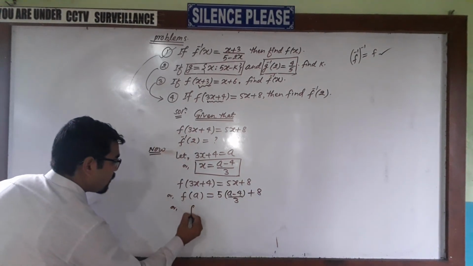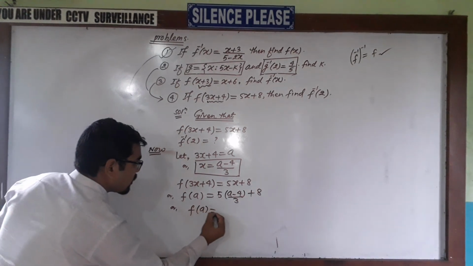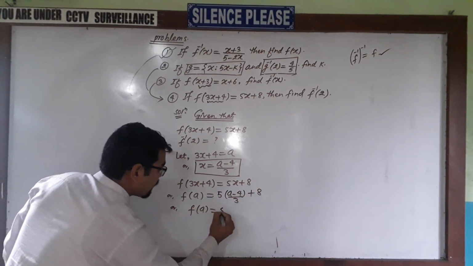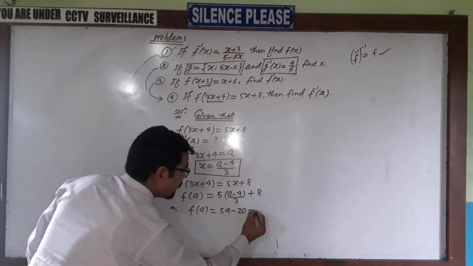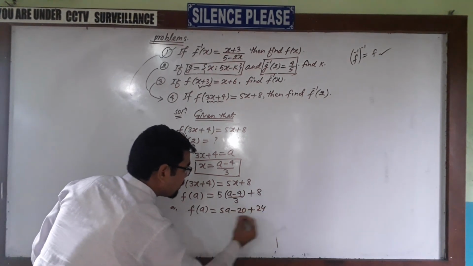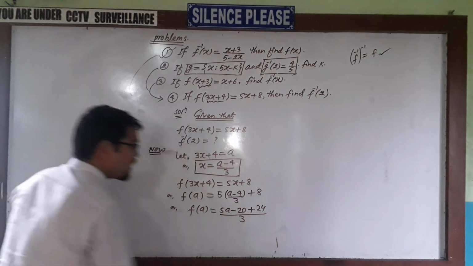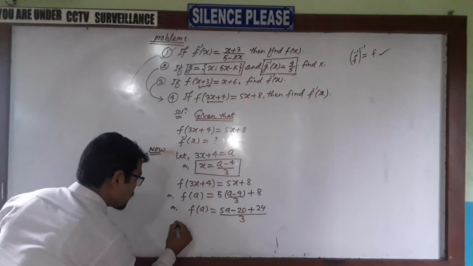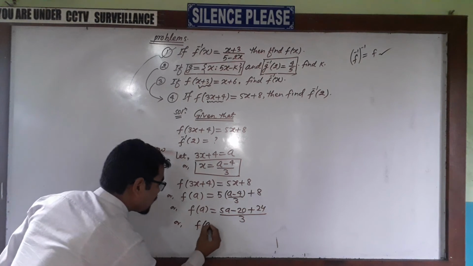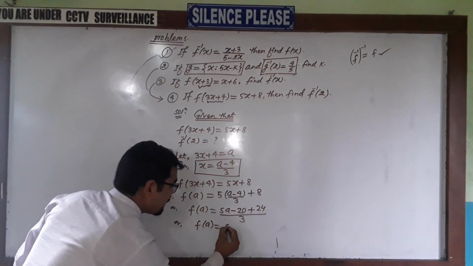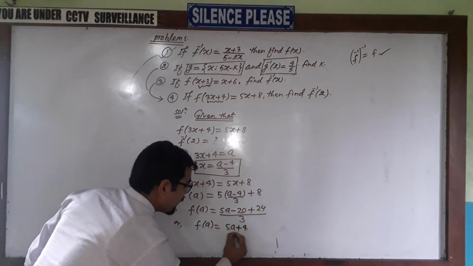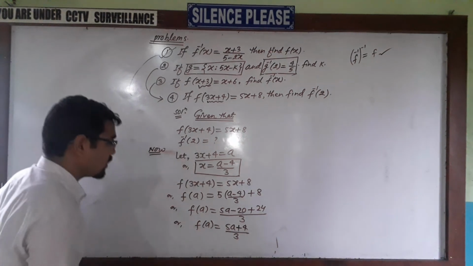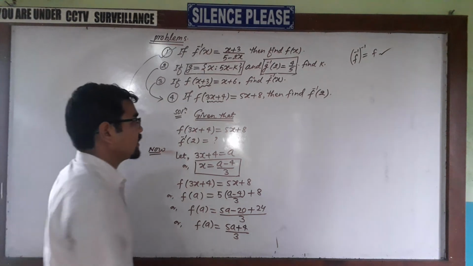Or f of a is equal to, taking the LCM 3, 5 multiplied by a is 5a, minus 5 times 4 is 20, plus 3 times 8 is 24. You know this LCM very well, no problem there. So f of a is equal to 5a minus 20 plus 24, that is 5a plus 4, divided by 3. So this is the real function f of a we are getting.